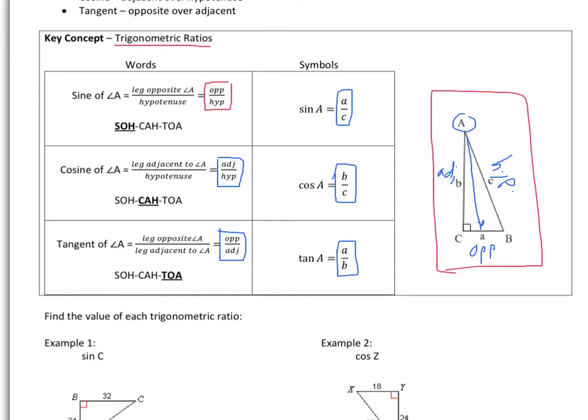So you're making those ratios based on the trig function that we're using. So sine is opposite over hypotenuse, cosine is the adjacent over hypotenuse, and tangent is opposite over adjacent.